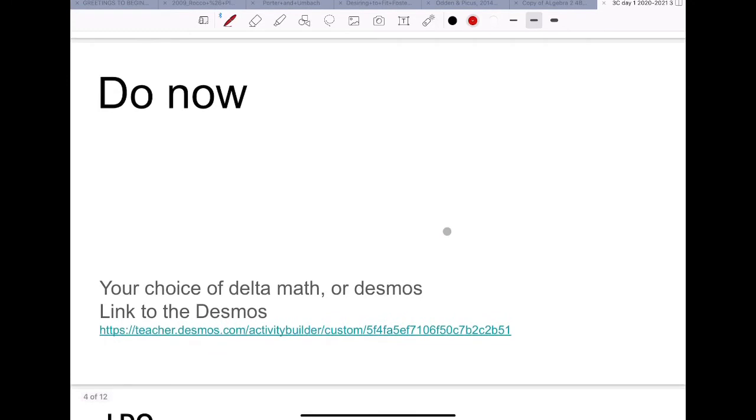In the actual slides that you could use yourself, it will take you to the Desmos activity. So make sure you go ahead and take care of that as well. This is just a link to it, so make sure you go back and do that link. It's going to be part of your grade.